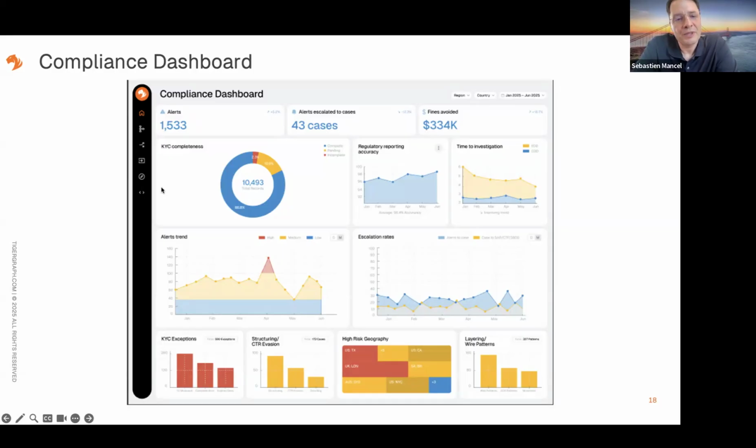Now, other panels further down highlight trends, escalation rates, and root causes such as KYC exceptions, structuring attempts, and high-risk geographies. So here, the key takeaway is compliance isn't just about spotting suspicious activity. It's about speed. It's about visibility and getting the evidence to satisfy the regulators and protect the institutions.